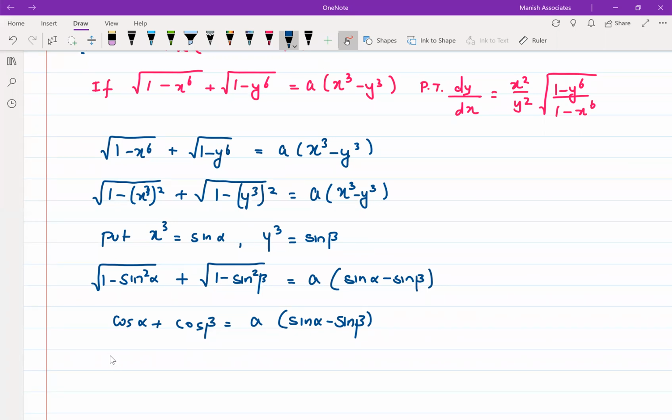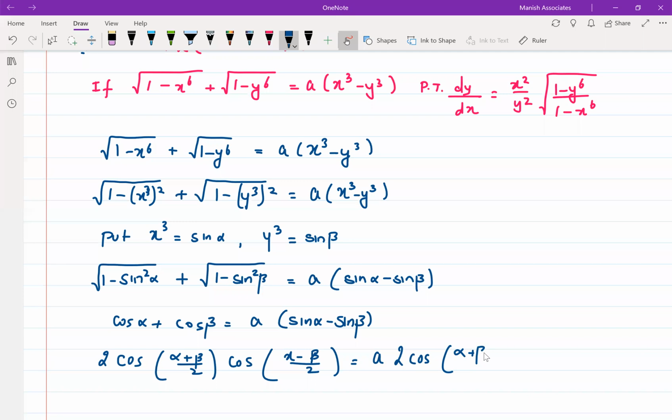Now I can write cos alpha plus cos beta, like cos c plus cos d. So you'll have 2 cos of (c plus d) by 2 cos of (c minus d) by 2 equals a times. Now sine alpha minus sine beta is like sine c minus sine d: 2 cos of (c plus d) by 2 sine of (c minus d) by 2.